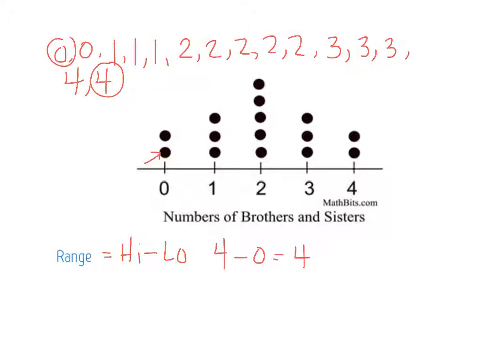Well, that's the long way to do it. We could also look at the horizontal axis and see that I have 4 there as my highest number and 0 as my lowest. So I can subtract 4 minus 0 from the horizontal axis and find the range.